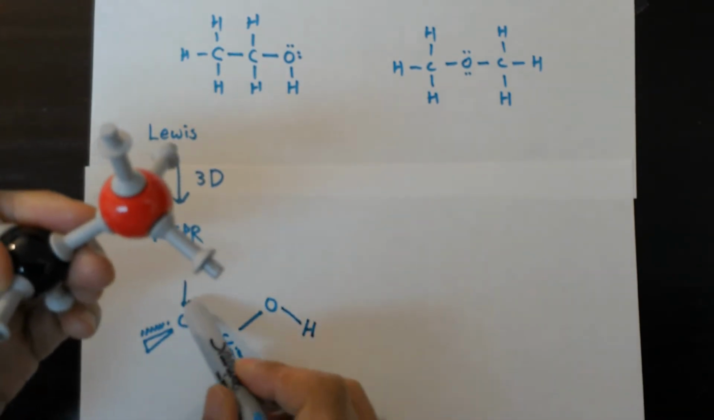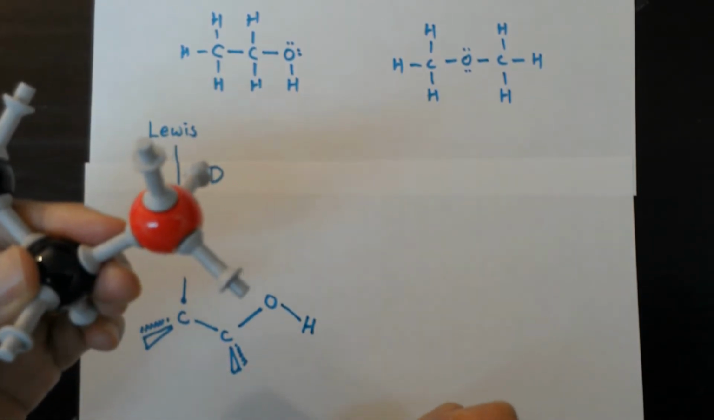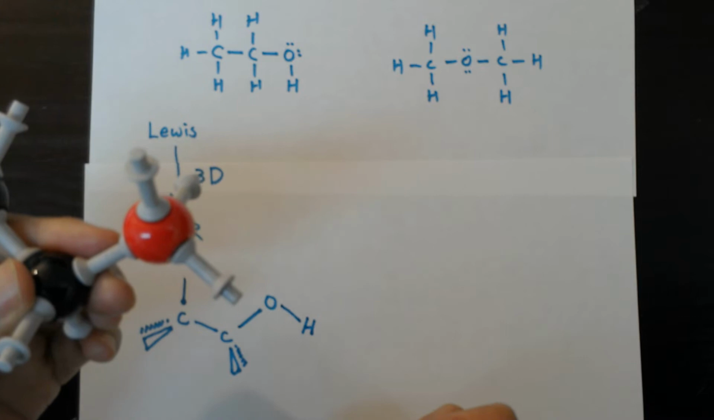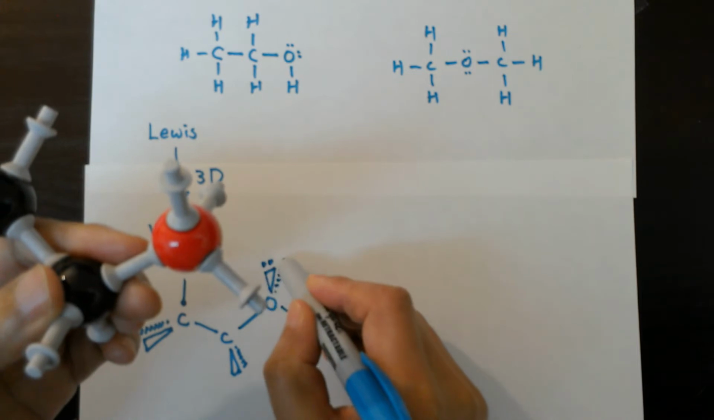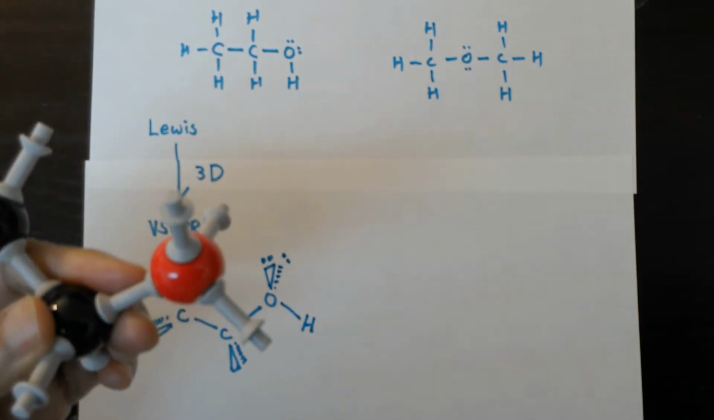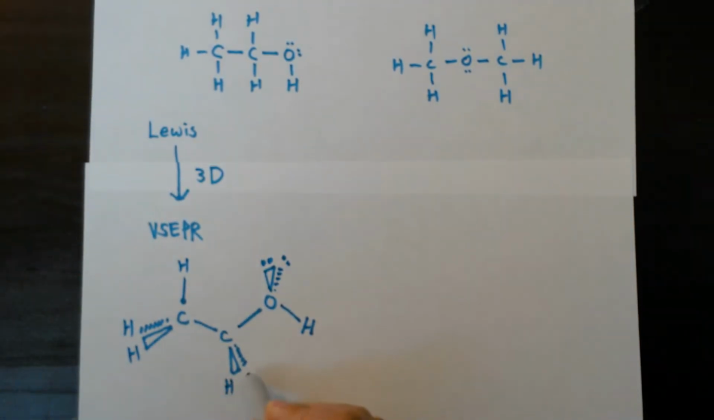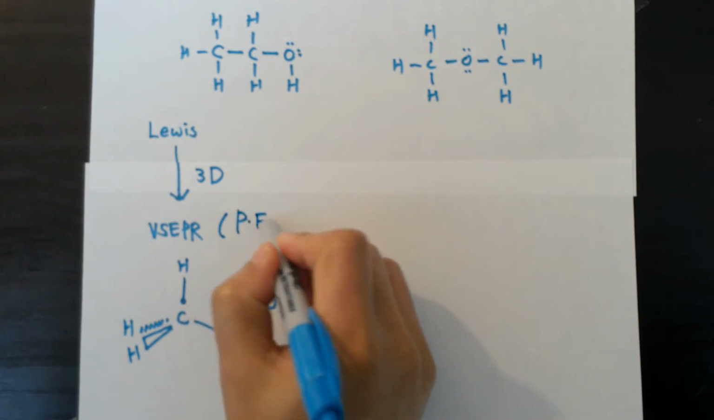So I have 109, 109, 109, sp3, the tetrahedral arrangement of electron pairs. Then what do you do with these? You show lone pairs this way, and you put the hydrogen here, here, here, here, and here. That's your 3-dimensional structure drawn by VSEPR, which considers the repulsion and attraction, the potential energy.